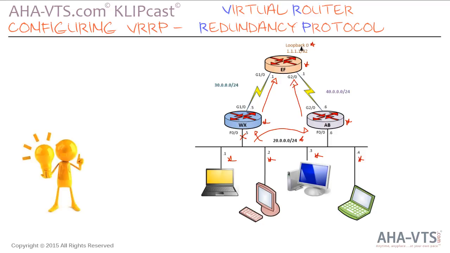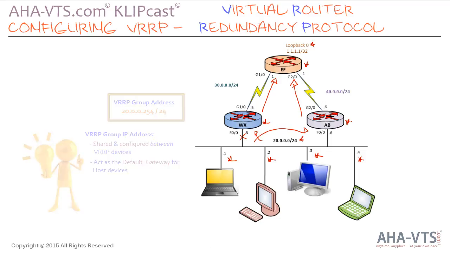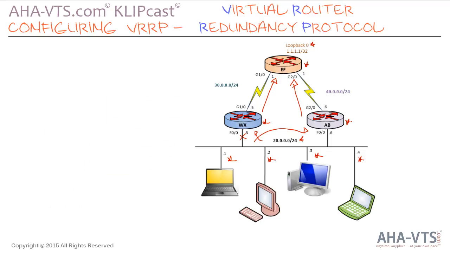And there's one more thing. There is a group IP address that is shared between our VRRP devices. This group address will act as a default gateway for our hosts on this subnetwork. And that group address we'll be using is 20.0.0.254/24.